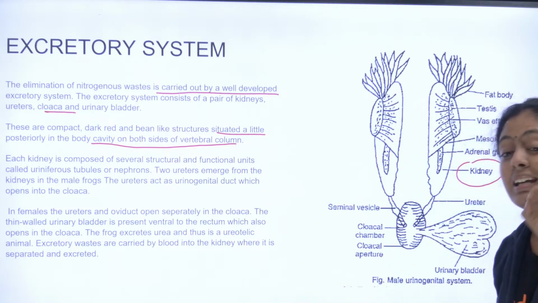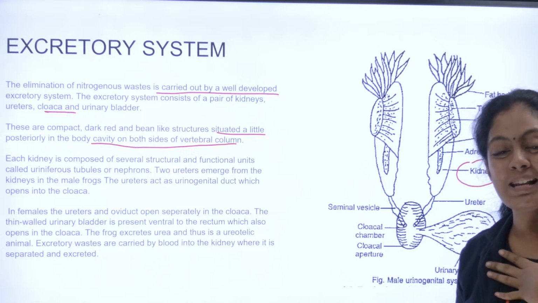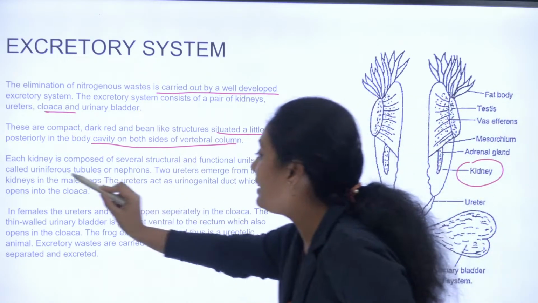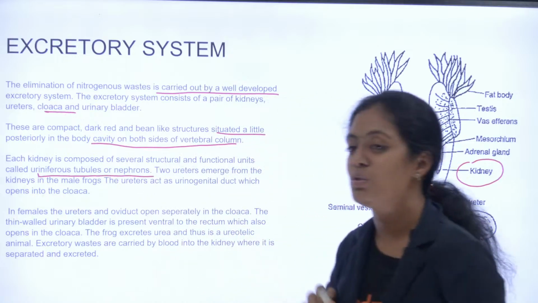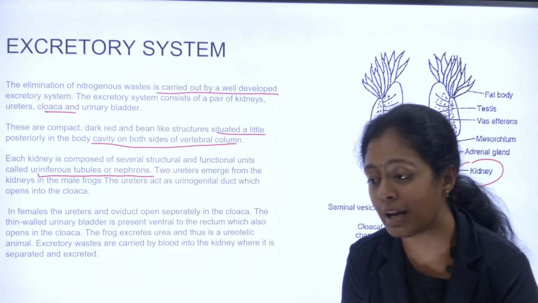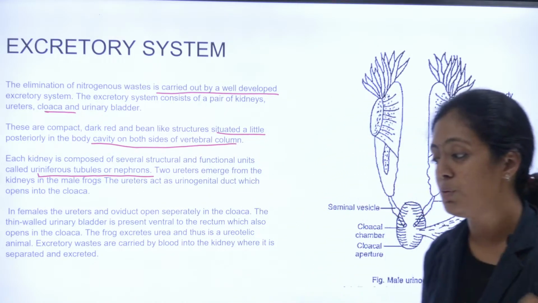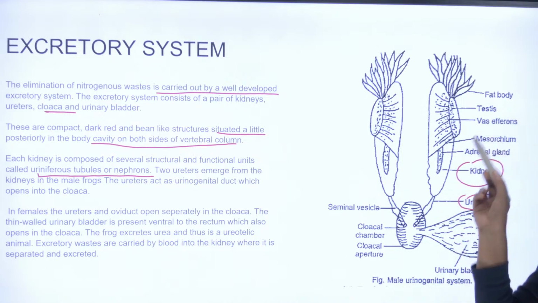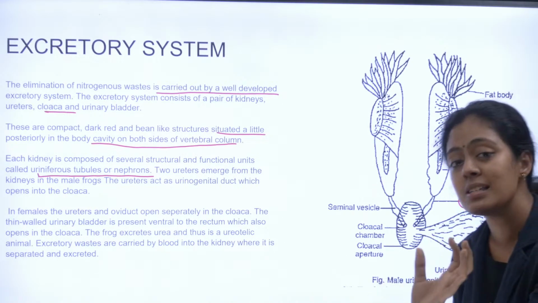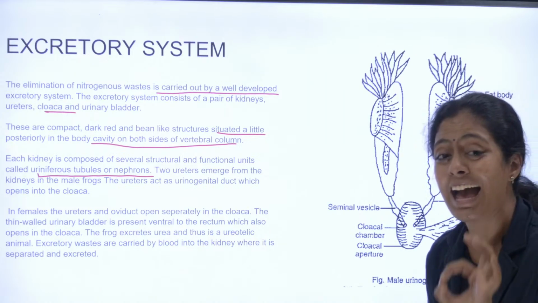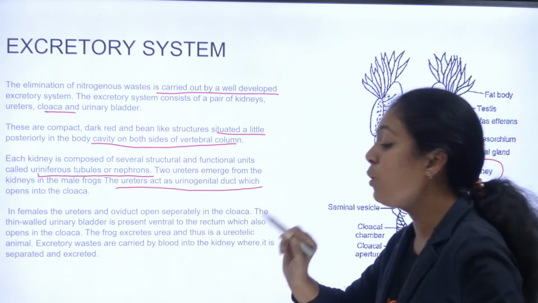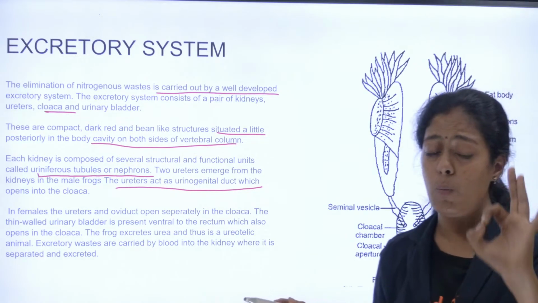Okay, each kidney has nephrons. நமக்கு எப்படி nephrons இருக்கோ அதே மாதிரி அவங்களுக்கும் nephrons இருக்கு. They contain uriniferous tubules னு சொல்றோம். இந்த nephrons ஓட இன்னொரு பேர் என்ன பசங்களா? Uriniferous tubules. The two ureters, can you see here? The two ureters emerge out of the kidney. So what is this ureter going to do? They are going to carry the urine. Okay, yes. The ureters act as an urinogenital duct and it opens through the cloaca.